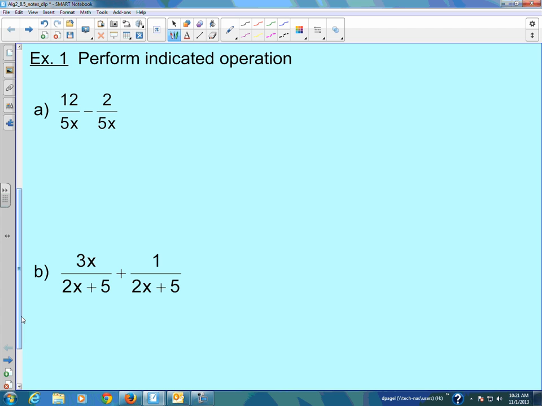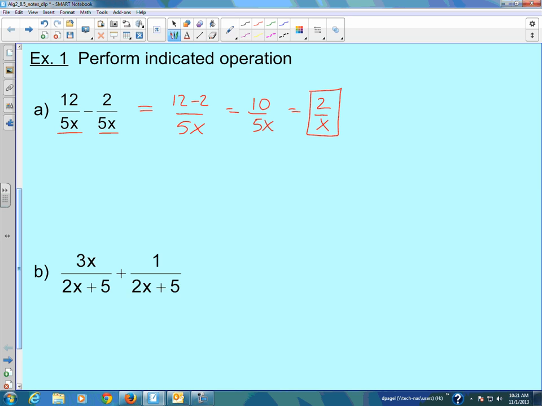because that's when our denominators aren't the same. So here we see we have like denominators 5x and 5x, which means when I subtract these two, I'm going to have a 5x in the denominator. So it's simply a matter of taking the numerators and subtracting them. You get 10 over 5x. 10 over 5 reduces to a 2. And so we'll always take these rational expressions and reduce them. And so that one becomes 2 over x.